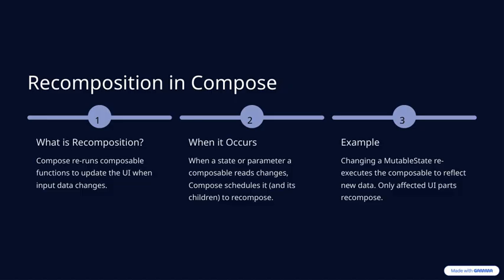Well, whenever a state or a parameter that a composable reads is updated, Compose automatically schedules that composable, along with any of its child composables, to recompose. It's a reactive process that keeps your UI dynamic and up to date. For example, if you change a mutable state, Compose will re-execute the relevant composable functions to reflect that new data. The key point here is that only the parts of the UI affected by the change will recompose, which makes the process efficient and responsive.